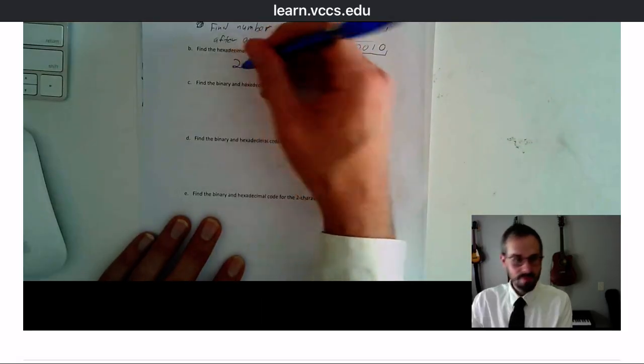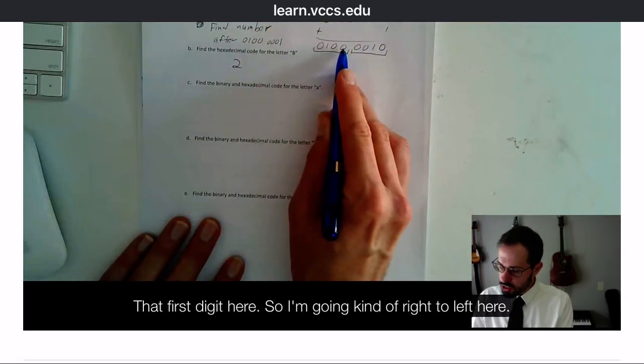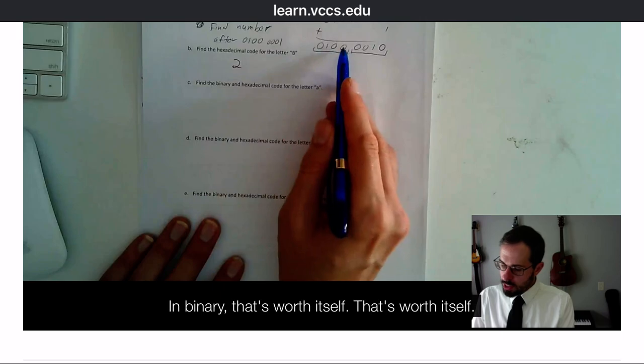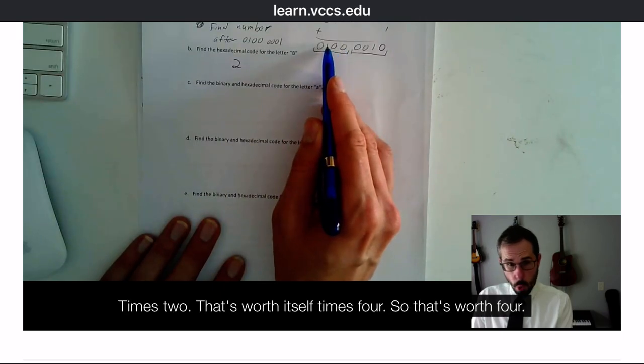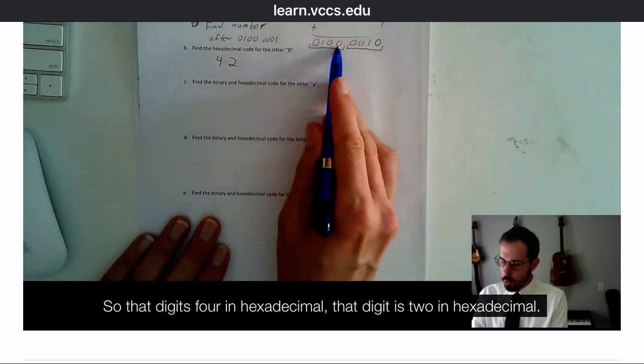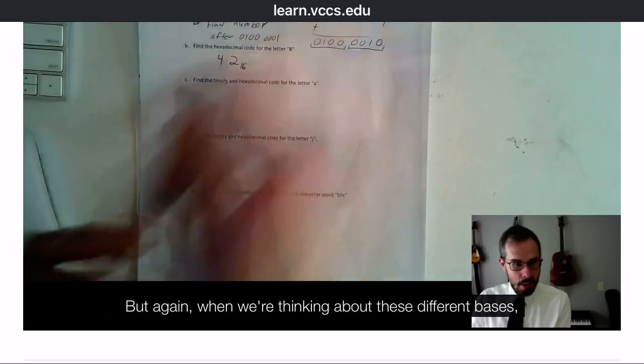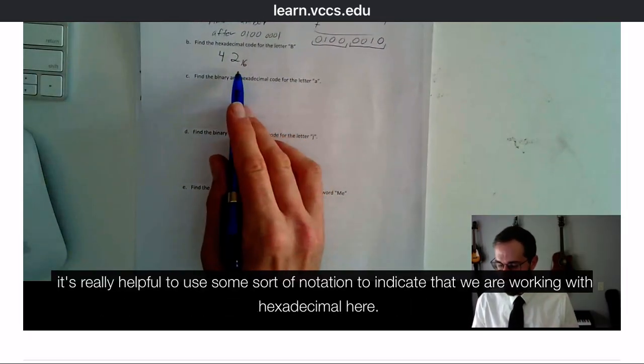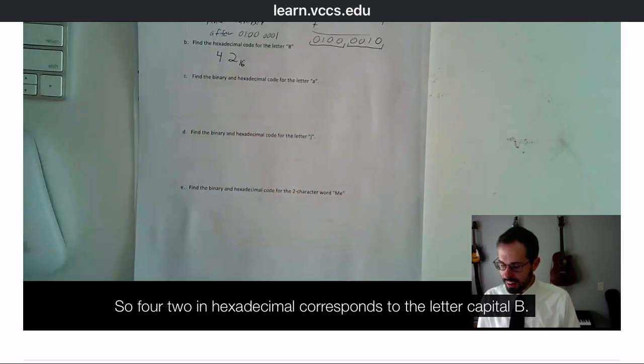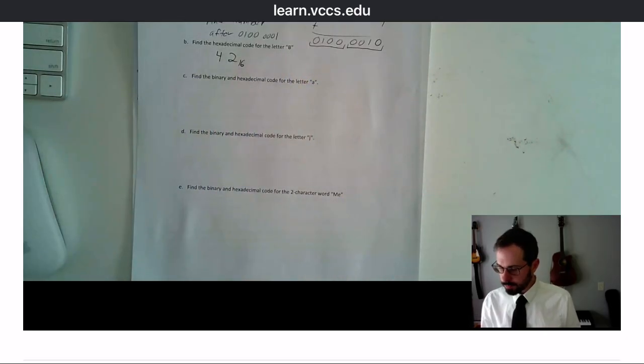Well, 2 in hexadecimal is pretty easy. It's 2. Same thing with 0, 1, 0, 0. I'm going kind of right to left here. In binary, that's worth itself times 2, that's worth itself times 4, so that's worth 4. So that digit's 4 in hexadecimal, that digit is 2 in hexadecimal. But again, when we're thinking about these different bases, it's really helpful to use some sort of notation to indicate that we're working with hexadecimal here. So 42 in hexadecimal corresponds to the letter capital B.